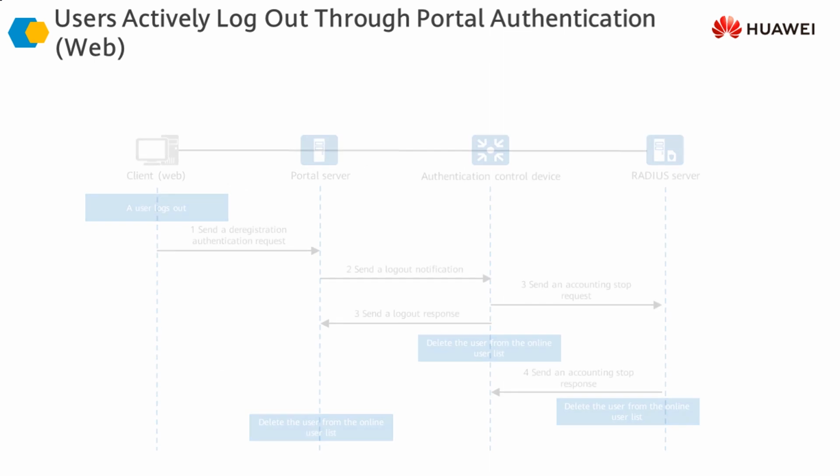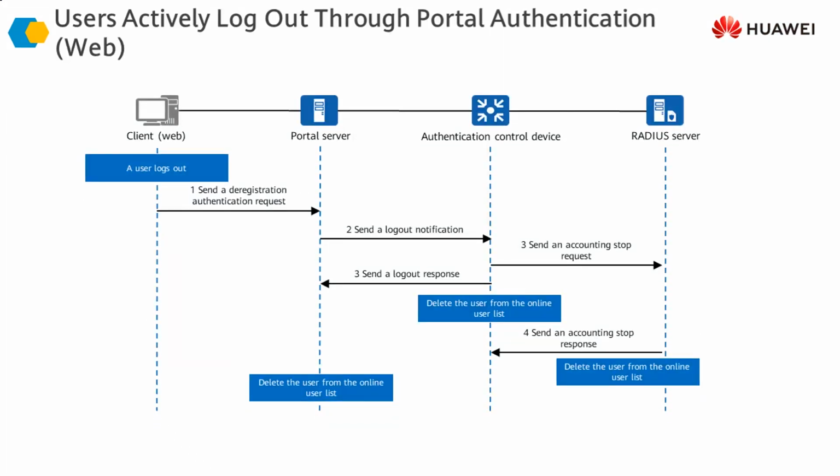Similarly, we can also have a user logging out of the system or out of the portal, which we call the user deregistration. In this case, the user sends a logout request or a deregistration request to the portal server. The portal server sends a logout notification to the authentication control device. This request is forwarded to the RADIUS server in the form of an accounting stop request. The RADIUS server confirms with an accounting stop response, and at the same time the authentication control device sends a response to the portal server that the user has been logged out.